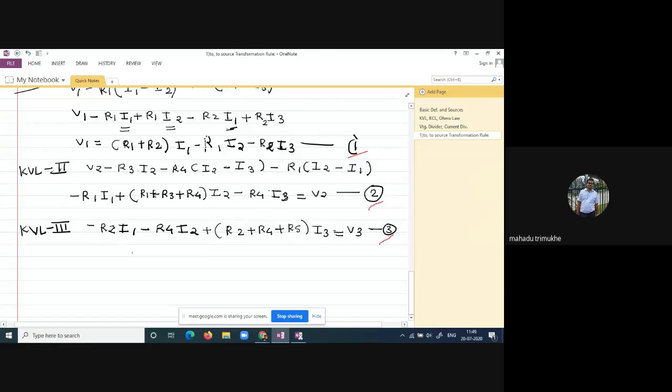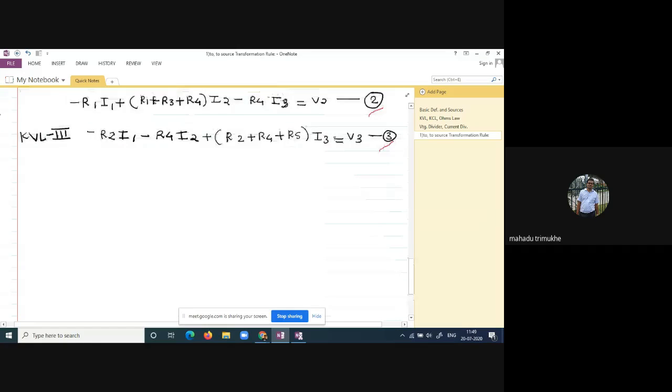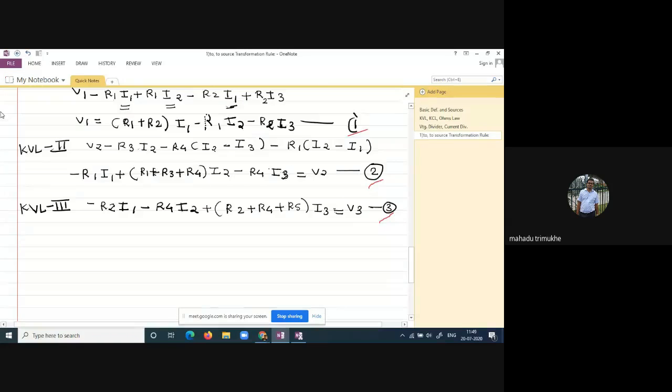Then you have to write these equations in matrix form. Writing equations 1, 2, 3 in matrix form means I1, I2, I3 in terms of voltages V1, V2, and V3. So now tell me what you are getting here.